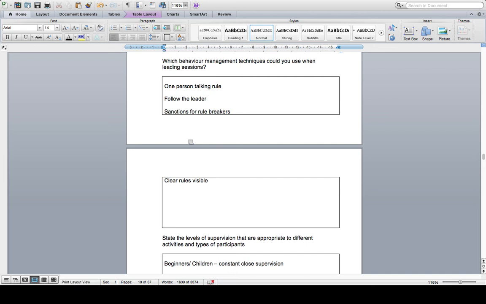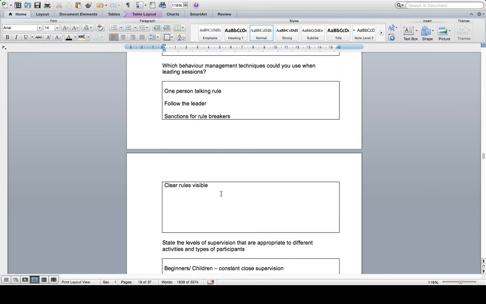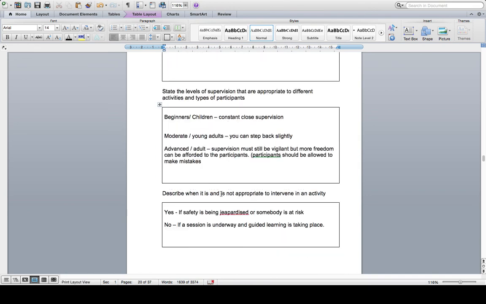Another one would be make sure you've got sanctions. So if someone does break any rules or has bad behaviour, you need to have some sort of sanction. Punishment's quite a harsh word, but there needs to be some sort of consequence for breaking the rules. And another thing, if you're in a gym or a classroom or somewhere where you can put rules up on the wall, clear visual rules are always good, because then obviously people know exactly what's expected of them. All right, so it's another good technique to try and keep good behaviour within the group.